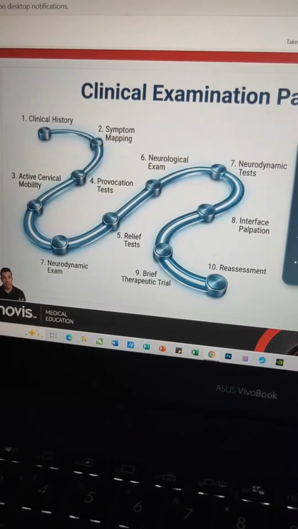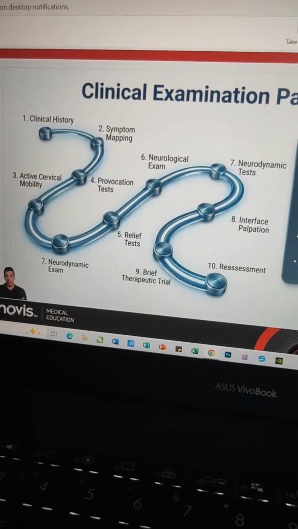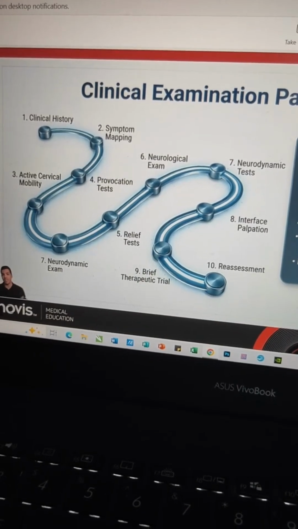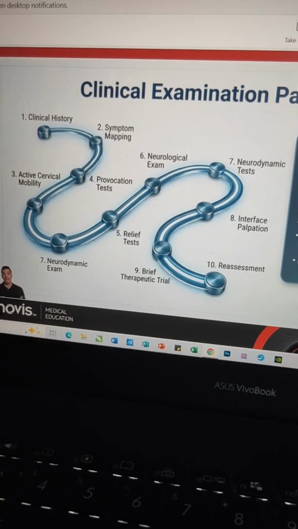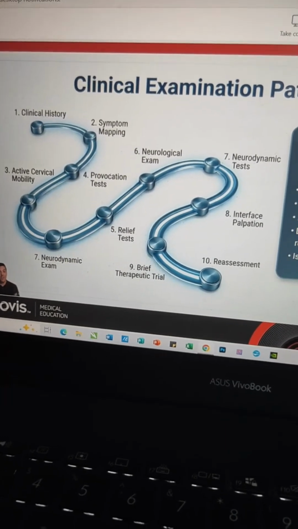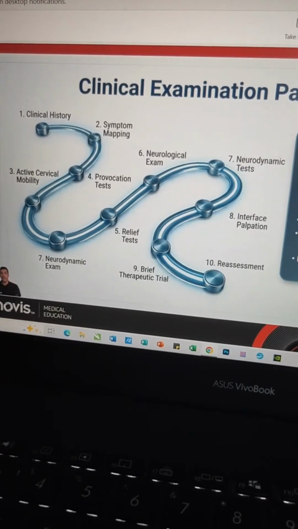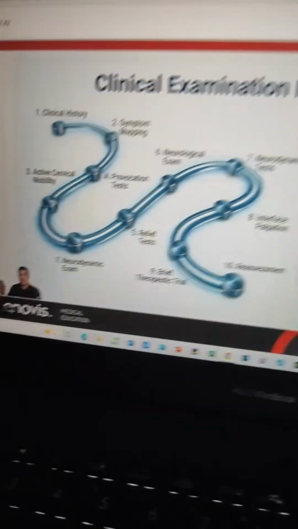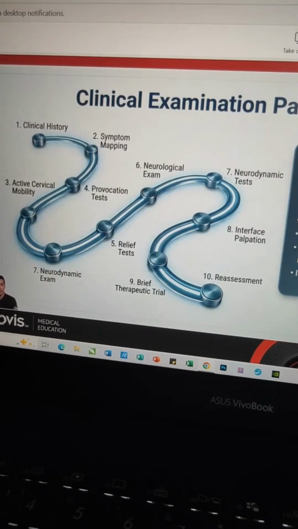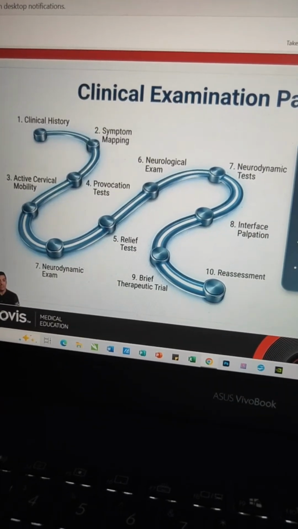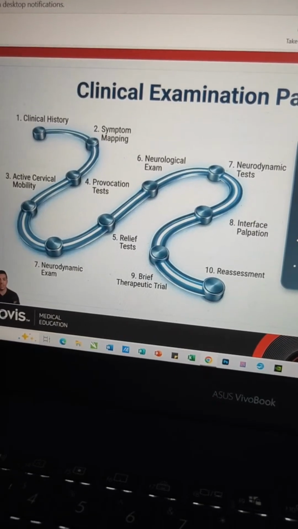Next, we create a symptom map, where we not only ask where it hurts, but also where the pain radiates to, whether there is any tingling or numbness, and if the distribution is constant or variable. We assess active cervical mobility and observe which movements reproduce, centralise, or reduce the symptoms. Next, we move on to specific clinical tests, where we carry out provocation or relief tests. For example, we check whether cervical compression causes pain or if distraction reduces distal radiation.